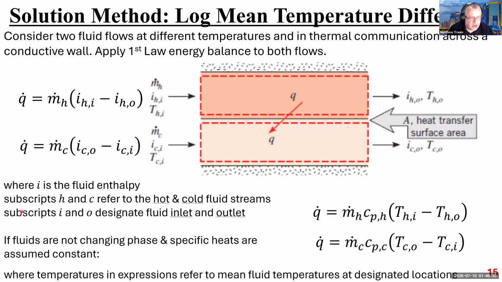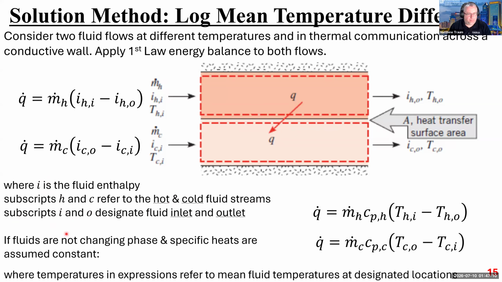So that's what I means. The subscripts H and C refer respectively to hot fluid for H and cold fluid for C. And then the subscripts I and O designate inlet and outlet, right? So I is inlet and O is outlet. And this is that really bad kind of notation mismatch where you've got the enthalpy as I and you've got the inlet conditions as I. And man, I wish they used a different variable, but they don't. So again, try to be consistent.